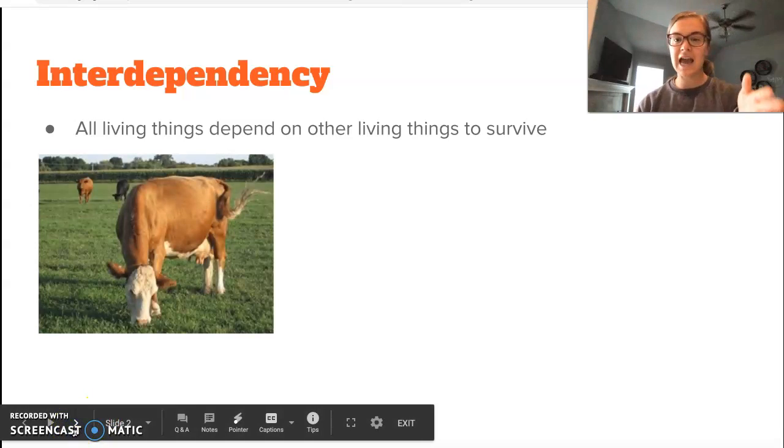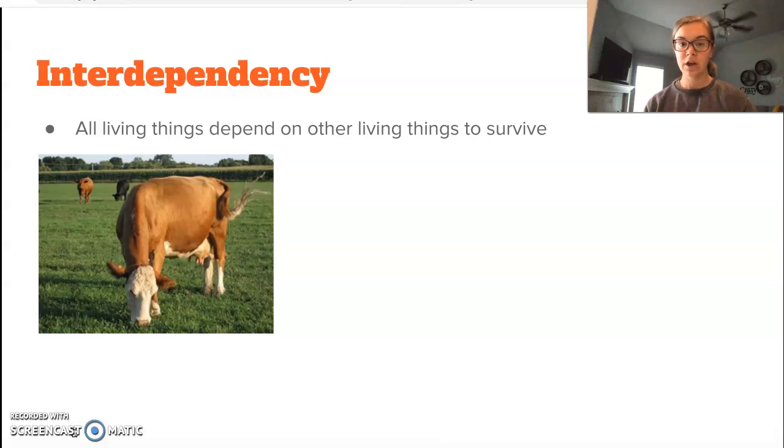So if you look at this cow, the cow is depending on the grass for food. So the grass is a living thing, the cow is a living thing, and the cow depends on the grass for food. Now, how does the grass depend on the cow?